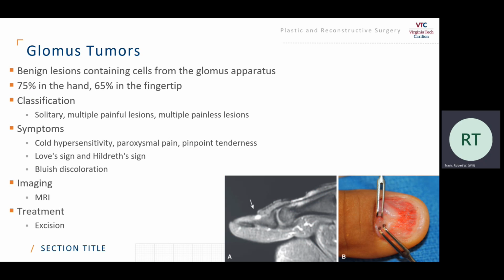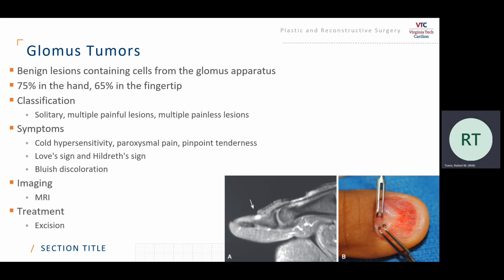Glomus tumors, I know we talked about this a few weeks ago. These are benign lesions containing cells from the glomus apparatus. So the glomus body lies in the reticular layer of the dermis and is responsible for thermoregulatory control. About 75% of these will be in the hand and 65% in the fingertip. These are commonly subungual due to the high concentration of glomus bodies in this region. They can be classified as solitary, multiple painful lesions, or multiple painless lesions.